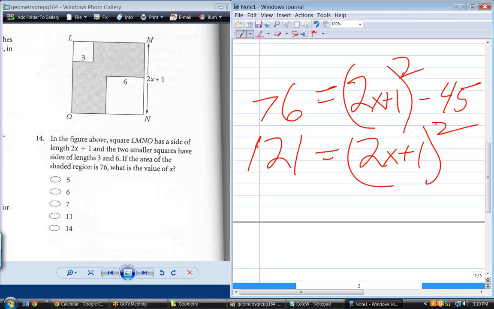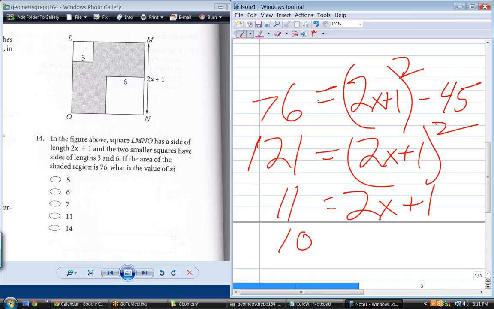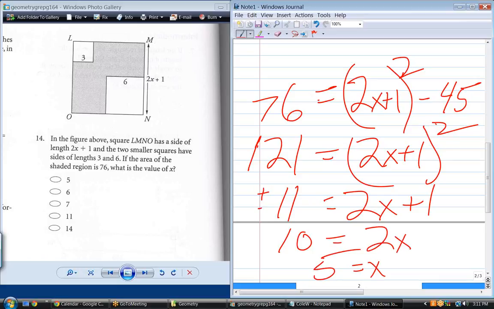So what's the next line? What's the square root of 121? 11. What's the square root of the right side? 2x plus 1. Now what's the next step? Subtract the 1. So 10 equals 2x, x equals 5. Now, the only thing I didn't do there that was quite mathematically proper was the square root of 121 is actually plus or minus 11.